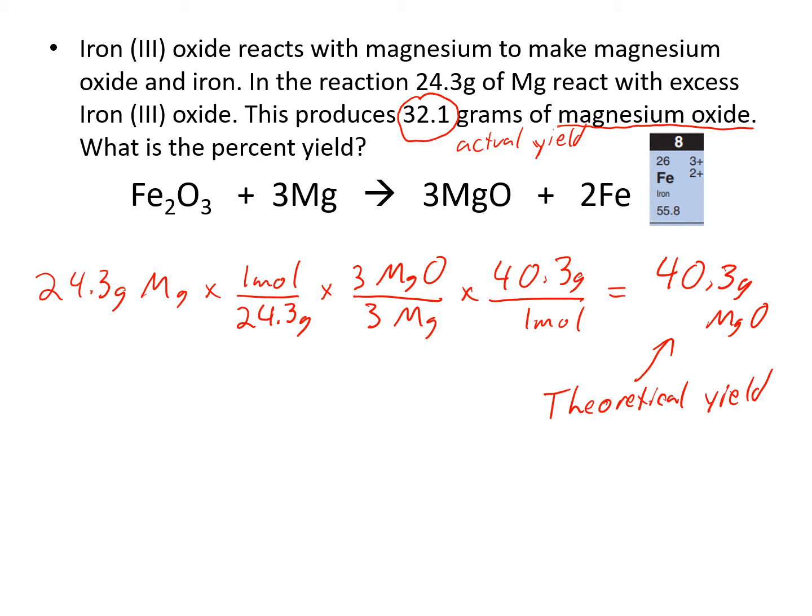Theoretical yield means theoretically, if everything goes just perfectly, I should get 40.3 grams of magnesium oxide. But in the real world, I didn't get 40.3 grams. I got 32.1 grams.